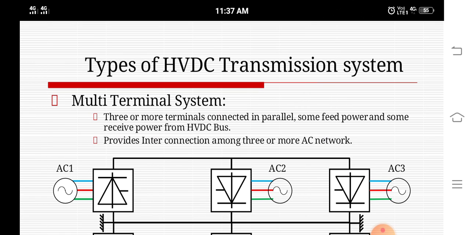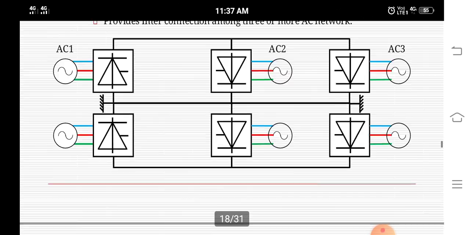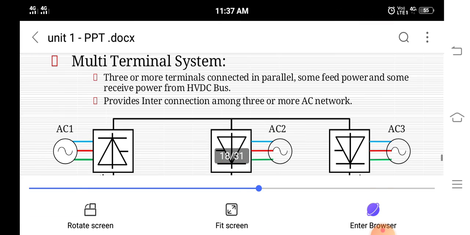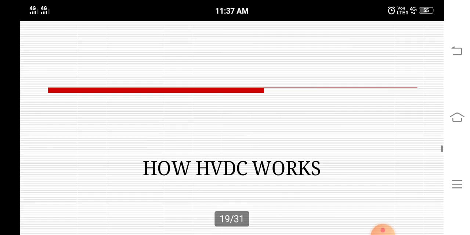Then we have to look at the multi-terminal system. A multi-terminal system means three or more terminals connected in parallel. Some feed power and some receive power from the HVDC bus. It also provides interconnection among three or more AC networks. This is the picture of that multi-terminal system.